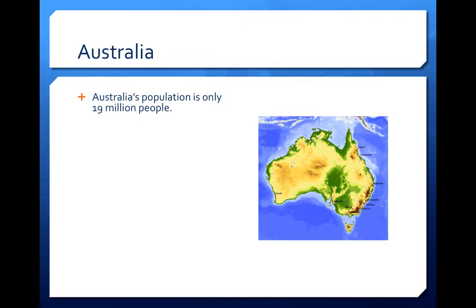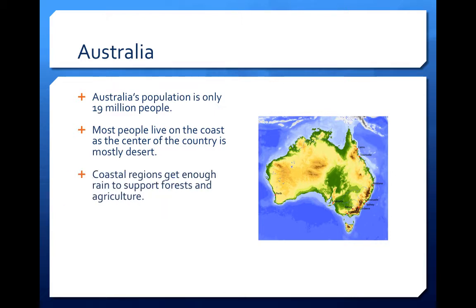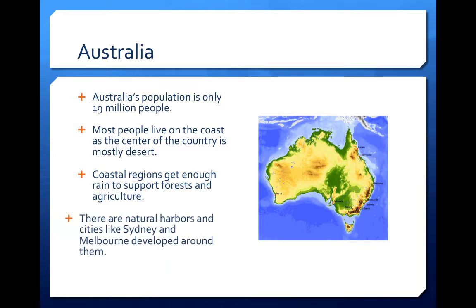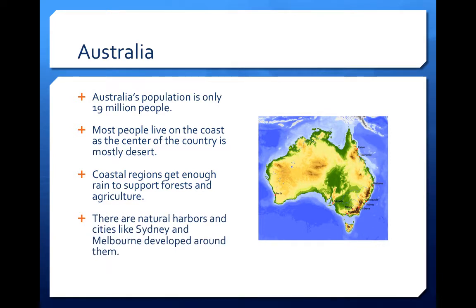Australia's population is only 19 million people. Most people live on the coast, as the center of the country is mostly desert. Coastal regions get enough rain to support forests and agriculture. And there are natural harbors in cities like Sydney and Melbourne that have developed around them.